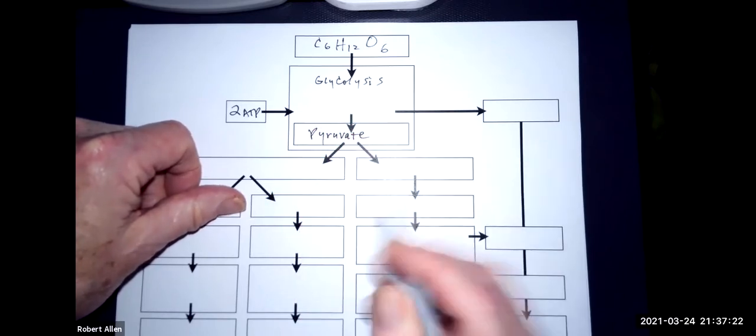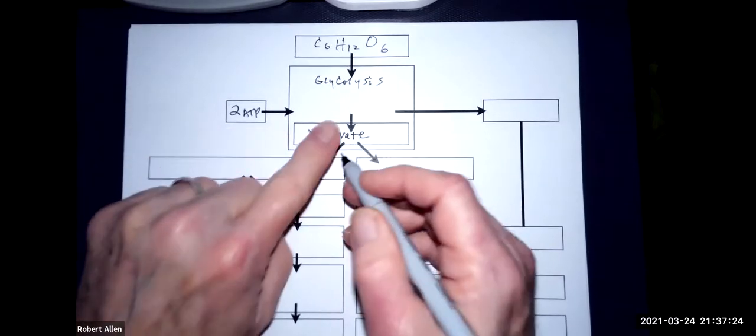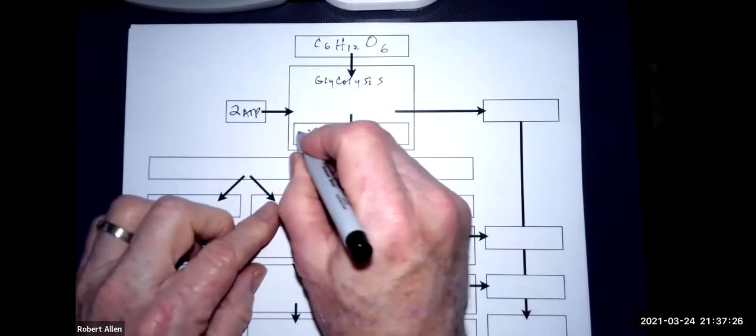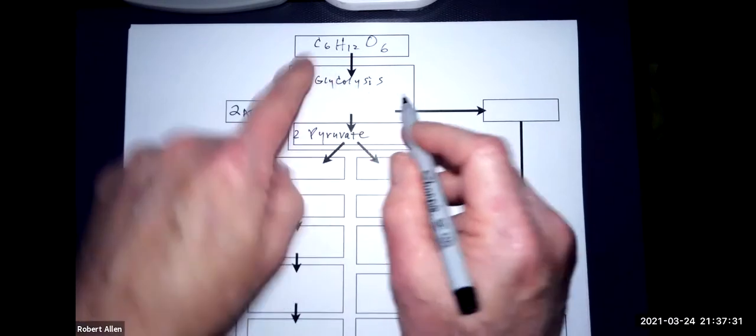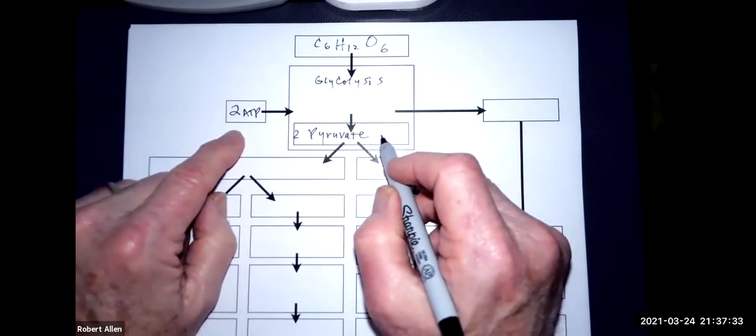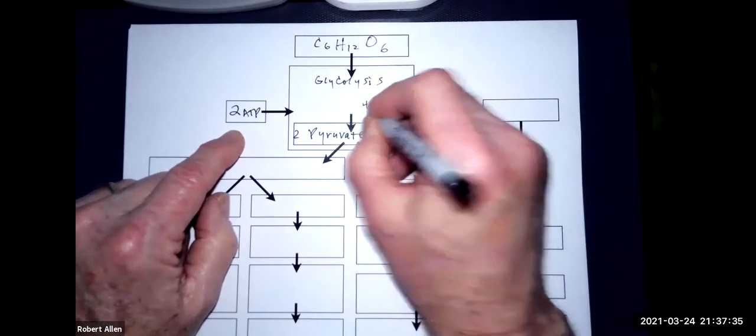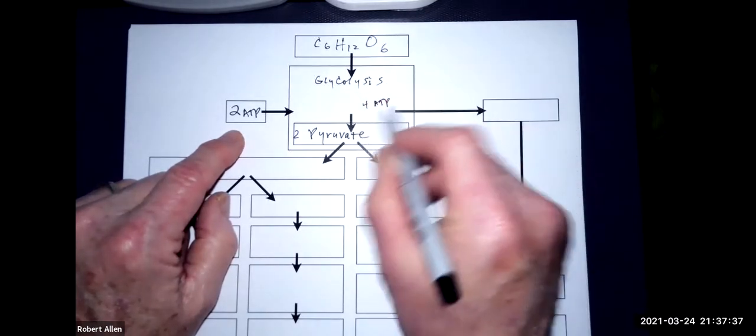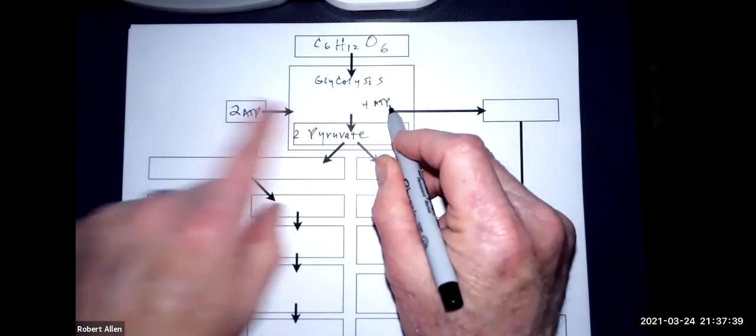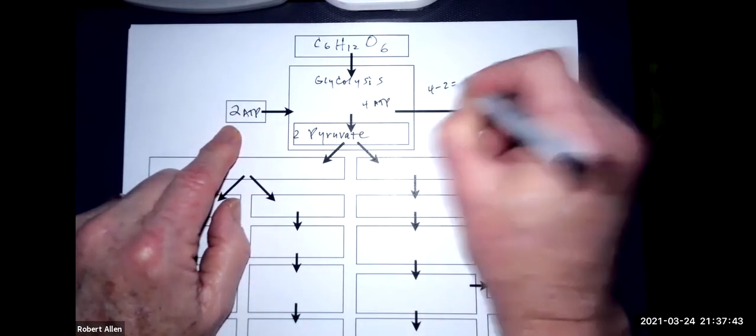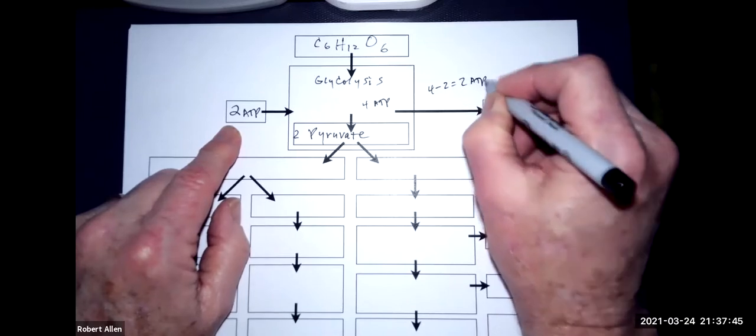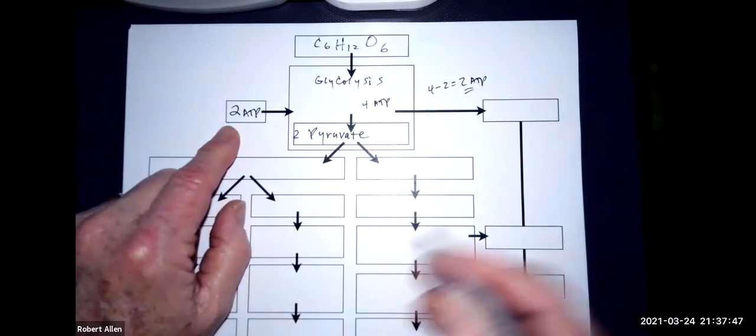Pyruvate. In fact, it's broken down into 2 molecules of this. I'm just going to write a 2 here, 2 molecules of pyruvate. But in this process, it's going to produce 4 ATP, but how much did it cost us to get it started? 2. So we've got to go 4 minus 2 equals 2 ATP. That is our profit.